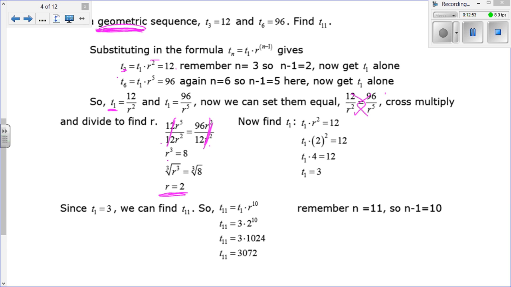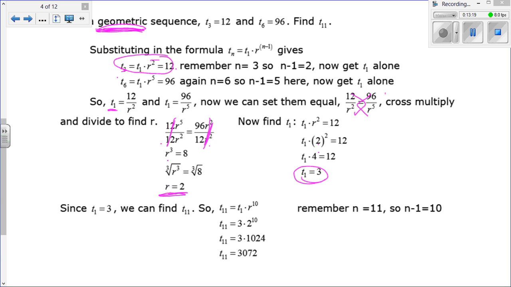Now I have to find t sub 1. So we just use one of our formulas. It doesn't matter which one we were using. I went back to t sub 1 times r squared equals 12. So t sub 1 times r squared, well, r we found was 2. 2 squared is 4. 12 divided by 4 is 3. So my first term is indeed 3.